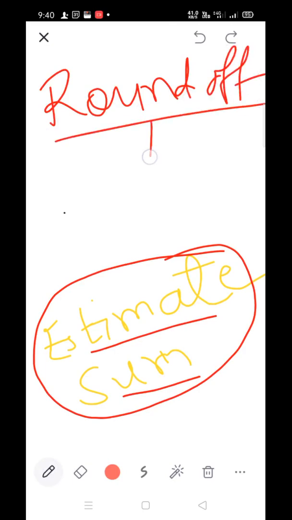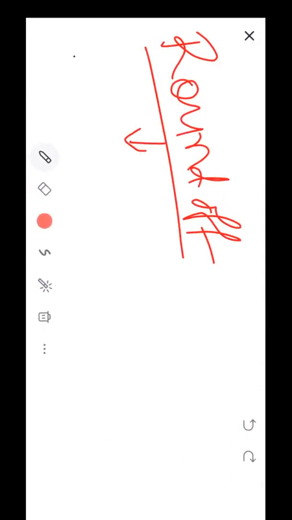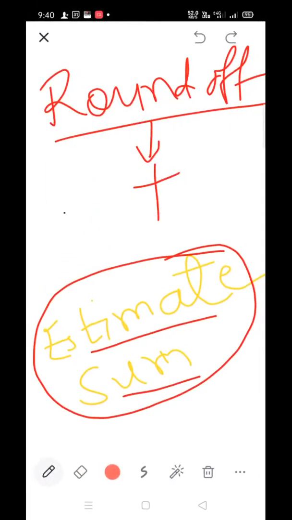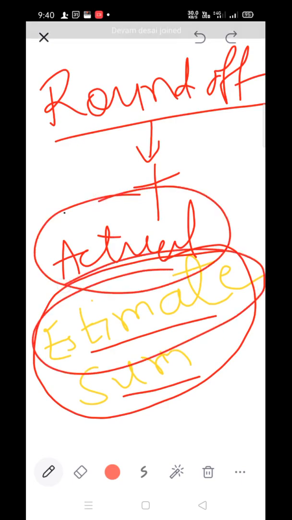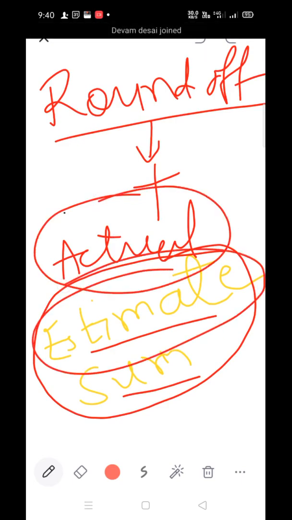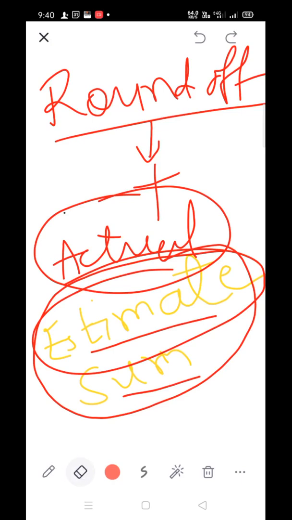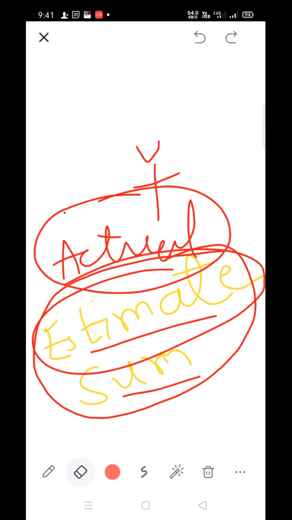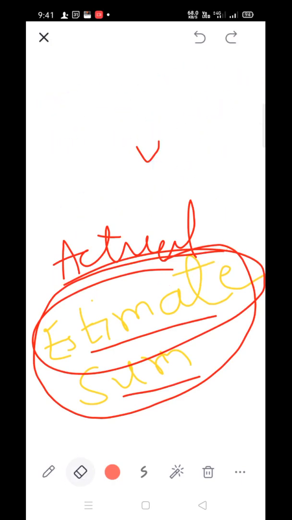Then, with the rounded numbers, you do the addition. After that, you also find the actual sum, to see what the actual sum and the estimated sum will be. You can see that the actual sum and the estimated sum are both near. So we are going to learn the same process, with only one word changed. In place of sum, the word is difference.